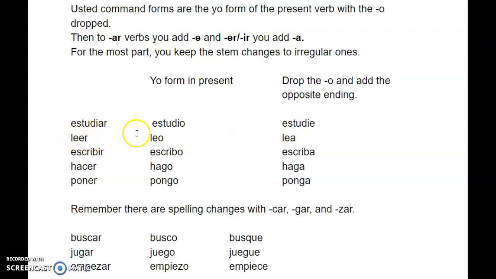Here with leer, I have taken the ER ending off when I make the yo form, leo, and then when I am giving the usted command, it is lea. And then I have escribir. The yo form is escribo. It's an ER/IR verb, so when I take the O off, I have escriba. Then we have hacer, and remember it has an irregular yo form, hago, and so when I drop that O, I keep that spelling change, and I have haga. And then poner, again, I have an irregular yo form in the present, pongo, and so I keep that, and I have ponga.